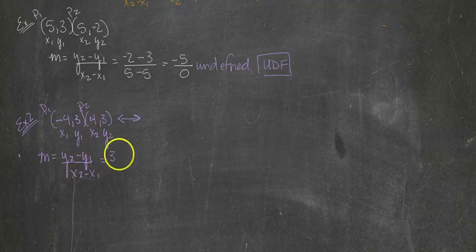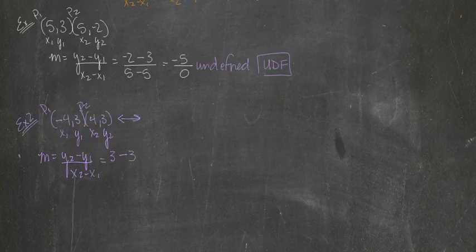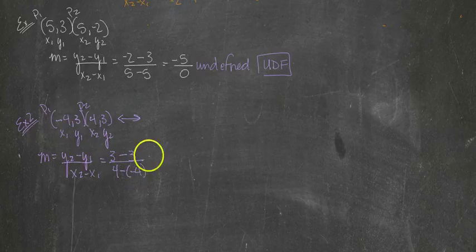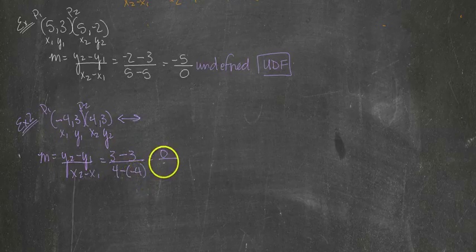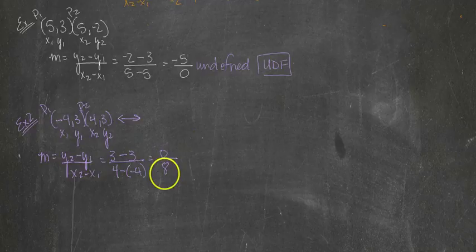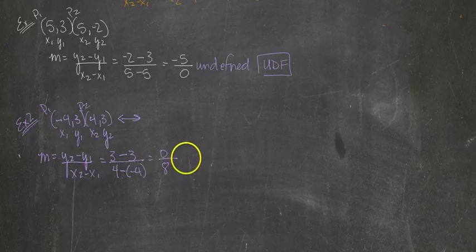y2 is 3 minus y1 is 3, over x2 is 4 minus x1, which is negative 4. So I get 3 minus 3 is 0, and 4 minus negative 4 is 4 plus 4. So I get 0 over 8. Well, it's not undefined because there's no problem with having 8 in the denominator. If I cut a pizza into 8 equal pieces and eat none of it, I got none in my belly. So the slope in this case equals 0.